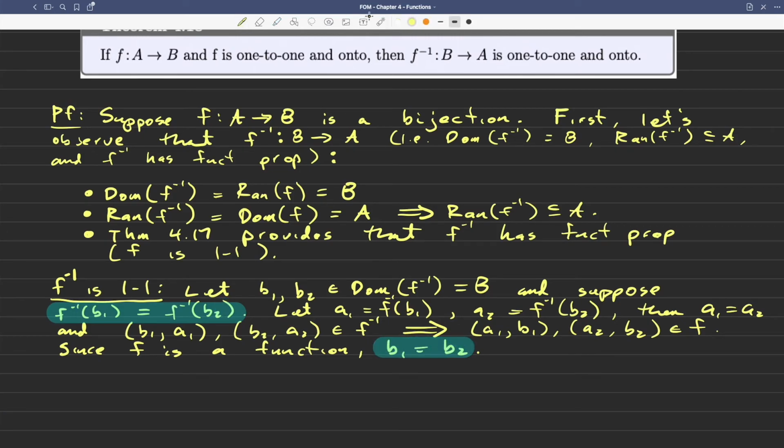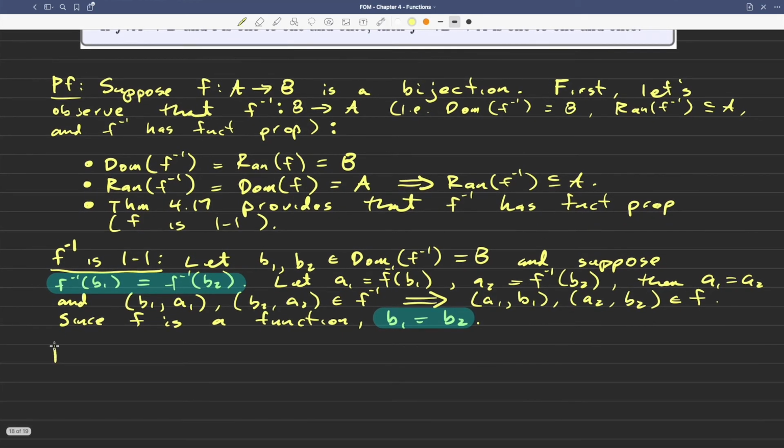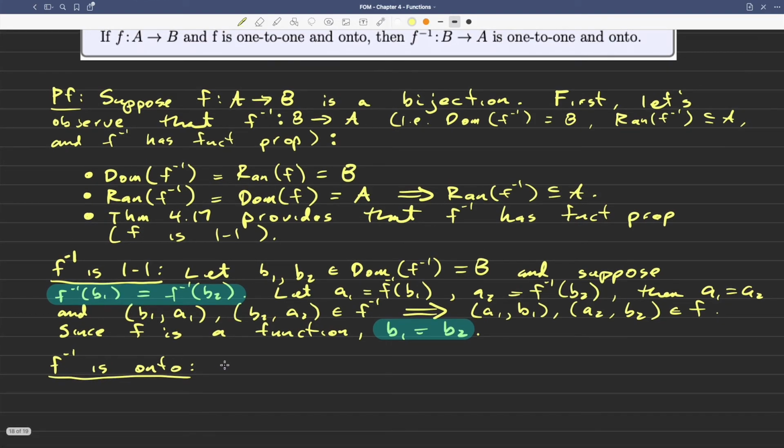That establishes that f inverse is 1 to 1, and then we need to show f inverse is onto. I think this won't be hard to establish, because remember, the original definition of onto was that the range needs to equal the codomain. We know that the range of f inverse is equal to the domain of f. That's just a general property of relations, but we know by hypothesis that the domain of f is equal to A. So the range of f inverse equals A.